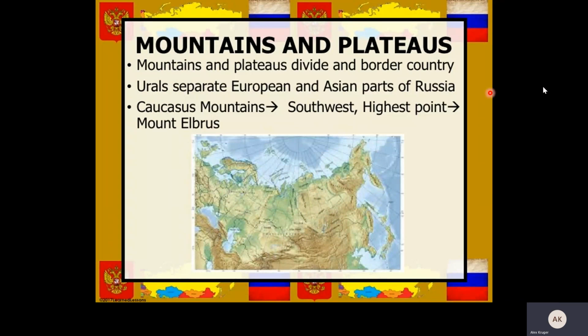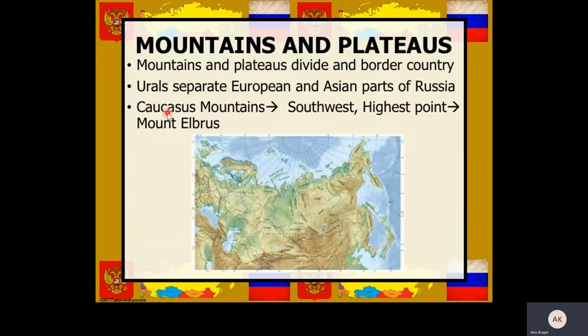Mountains and plateaus divide and border the country. I didn't save it when I edited. I guess this might be the original one. So it's got mountains and plateaus, which are like a smaller mountain range essentially, but they're bordered by mountains. They've got mountains down in the middle, around Uzbekistan and Kazakhstan, and then they have the Ural Mountains on the west side in Europe.